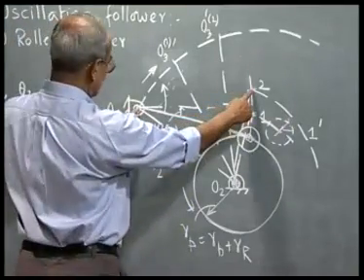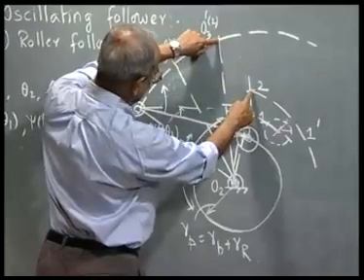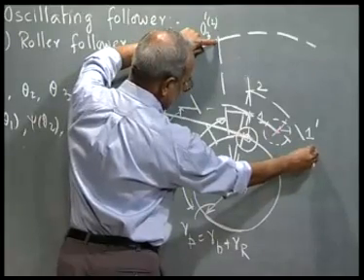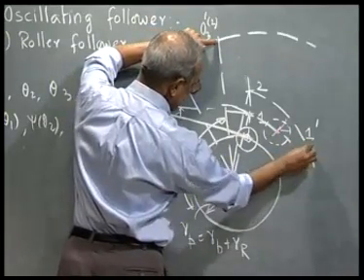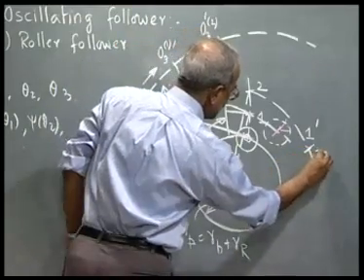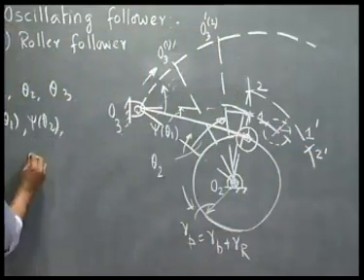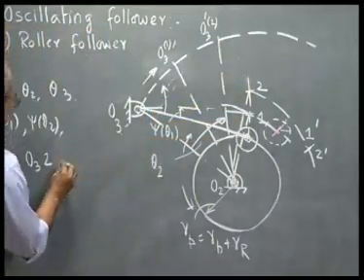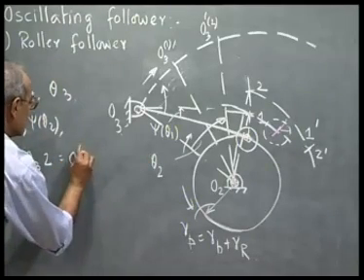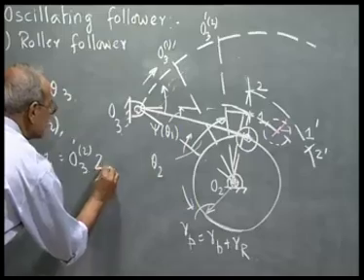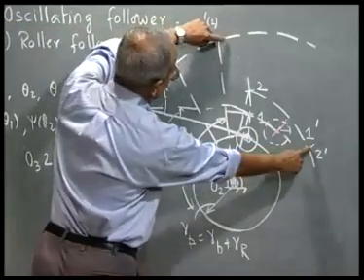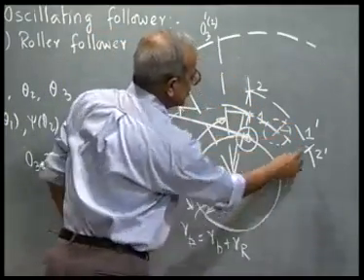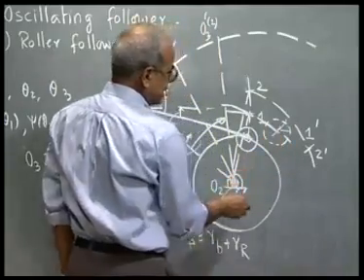Now, O32 is so much. So, from O32 prime I take the same radius as O32 and draw a circular arc. So, that let it be here. This distance is same as O3 2 prime, 2 prime. This distance is same as this distance, and O2 2 is same as O2 2 prime. So this is the inverted position of the trace point, that is the roller center.